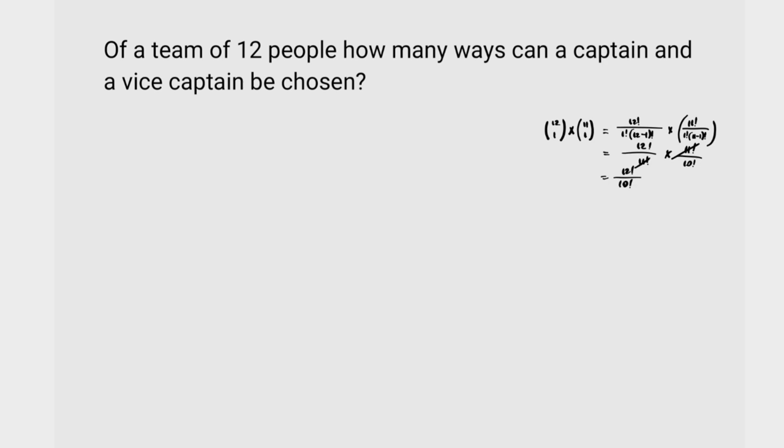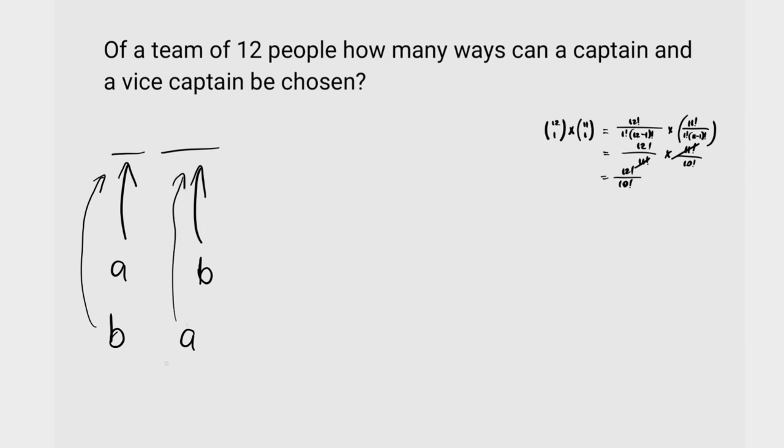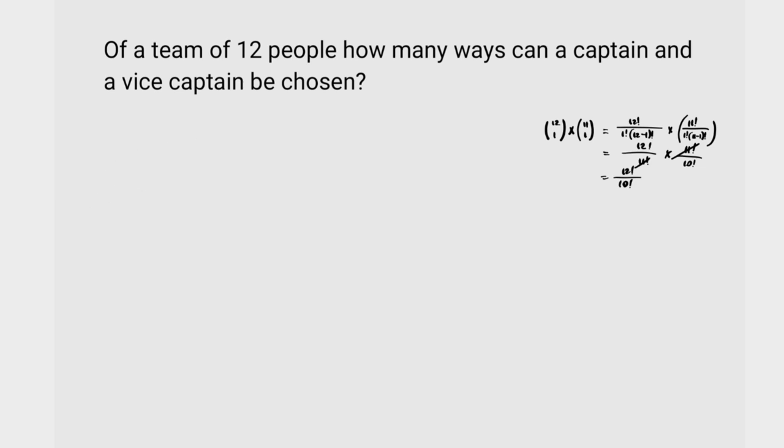So we have two positions that we need to put people in. In this case, the reason you can use permutations here is because order kind of matters. If person A is in the captain position and person B is in the vice captain position, that is different to if person B was in the captain position and person A was in the vice captain position. You see?